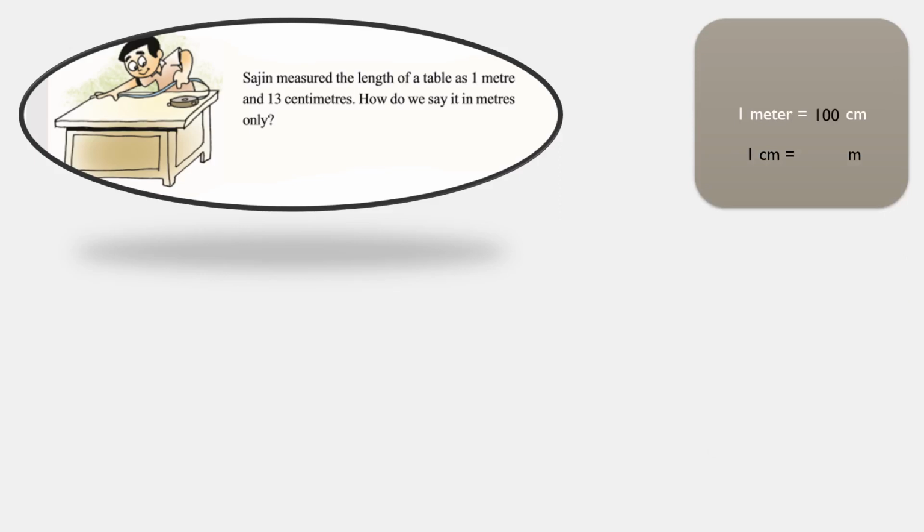what is 1 meter? Tell me 1 meter in centimeters. Yes, it's 100 centimeter. Very good. Then tell me, what will be 1 centimeter? This will be equivalent to 1 by 100 meter. Very good. Now, coming back to our problem, we have 1 meter and 13 centimeters. You have to convert the whole measurement into meters.